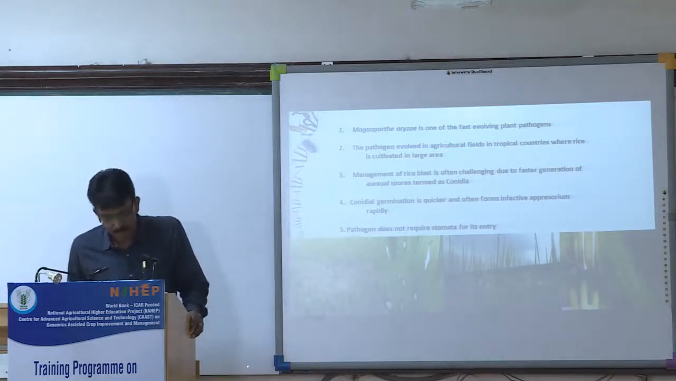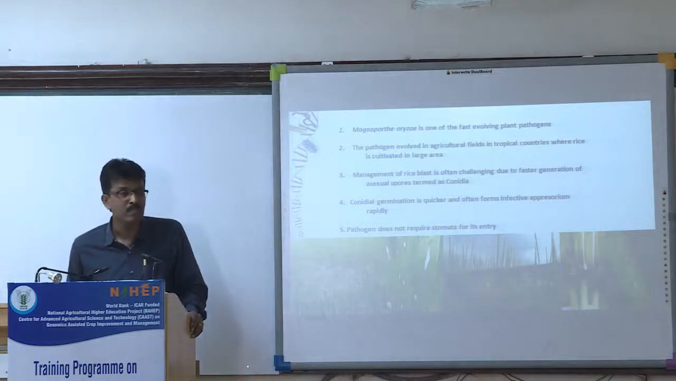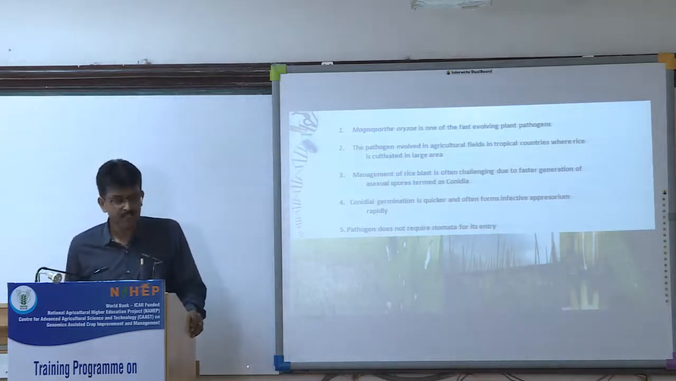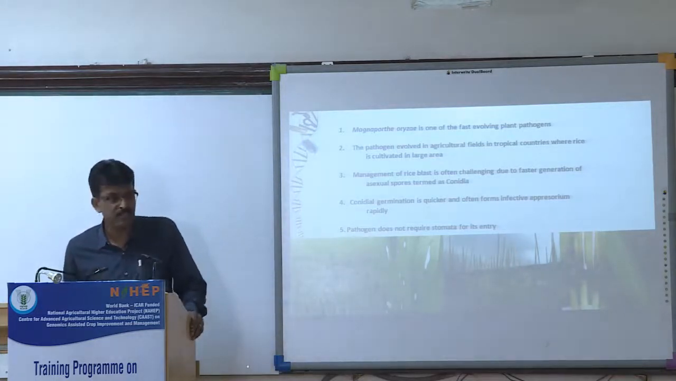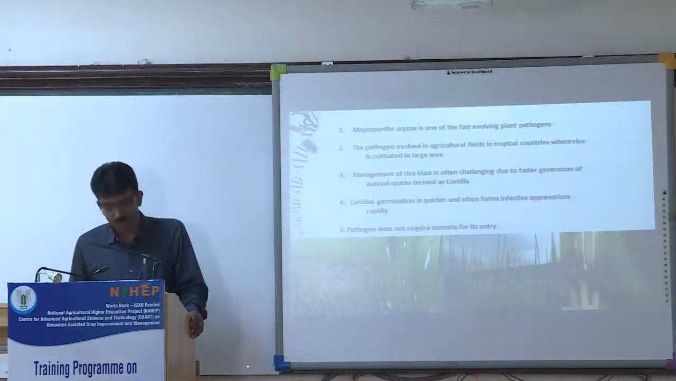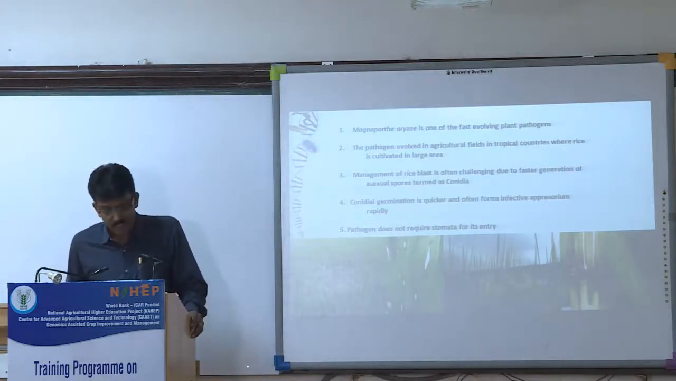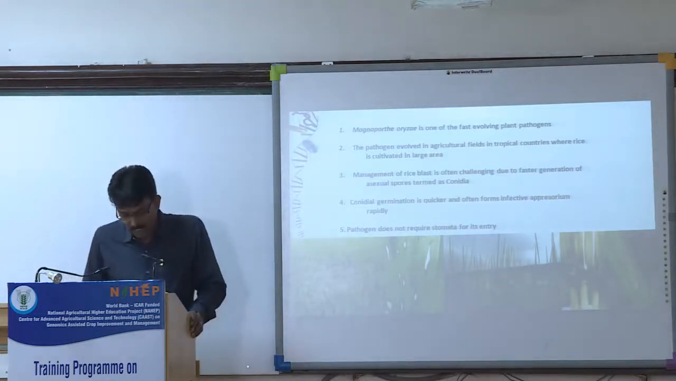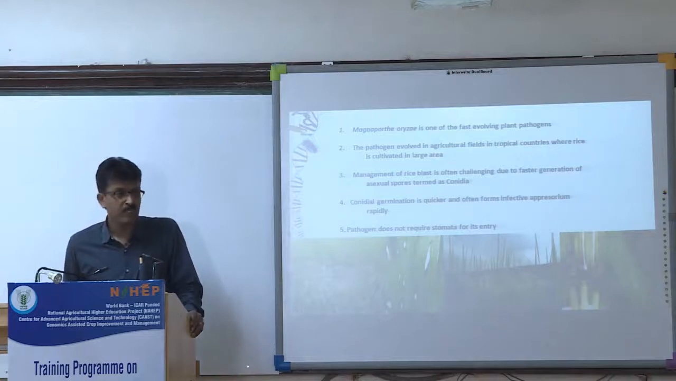This is Magnaporthe, an Ascomycete. Remember, this is one of the fast evolving plant pathogens, right, uniquely adapted in the rice ecosystem, and a few other cereals, which I will let you know. The other cereals affected by this particular disease are pearl millet and finger millet, right? Very serious problems in those crops. And this pathogen evolved in agricultural fields in tropical countries where rice is cultivated in large area, right? And management options are quite strong.